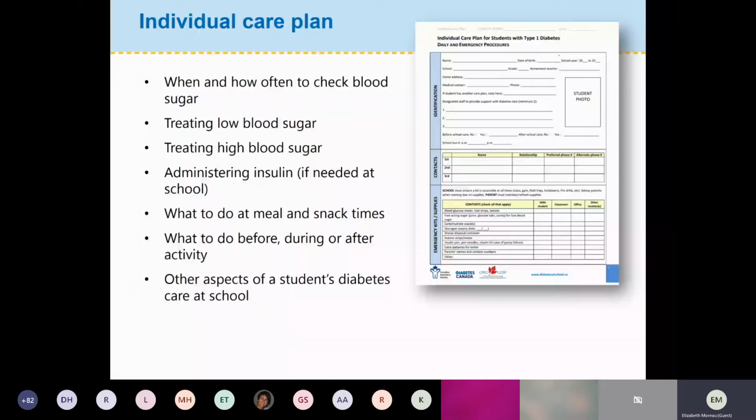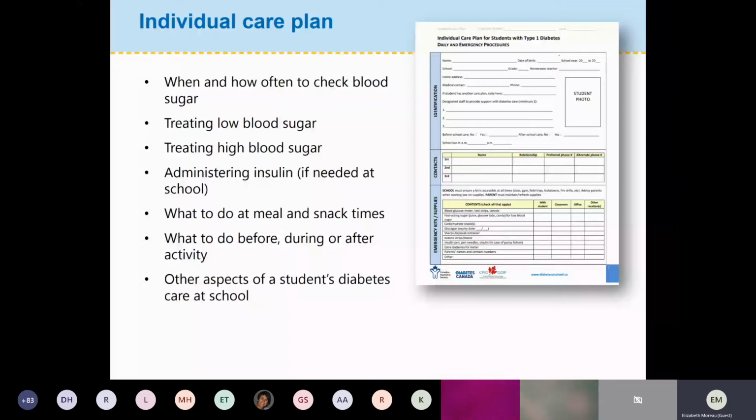At minimum, your individual care plan needs to cover when and how often to check blood sugar, how to treat low blood sugar, how to treat high blood sugar, how and when to administer insulin if need be at school. Some kids don't have insulin at school, but I think most kids probably do. How to cover meals and snacks. You want to look at before, during, or after activity. And any other aspects of their care at school, depending on your particular situation. So you really want this to cover everything.